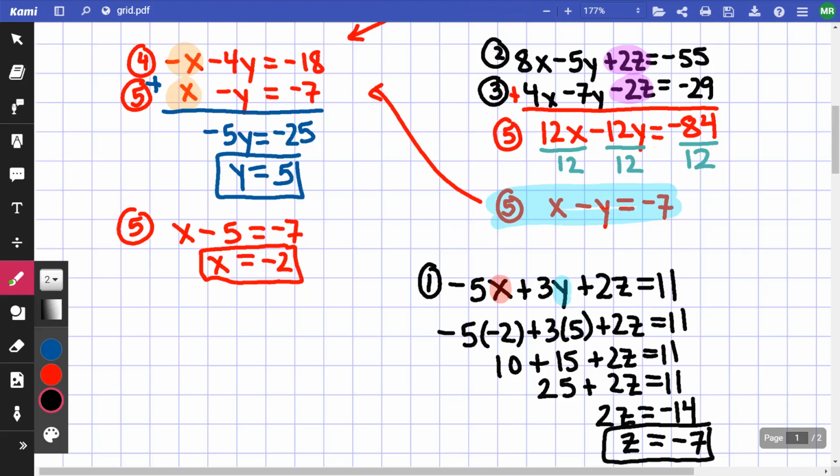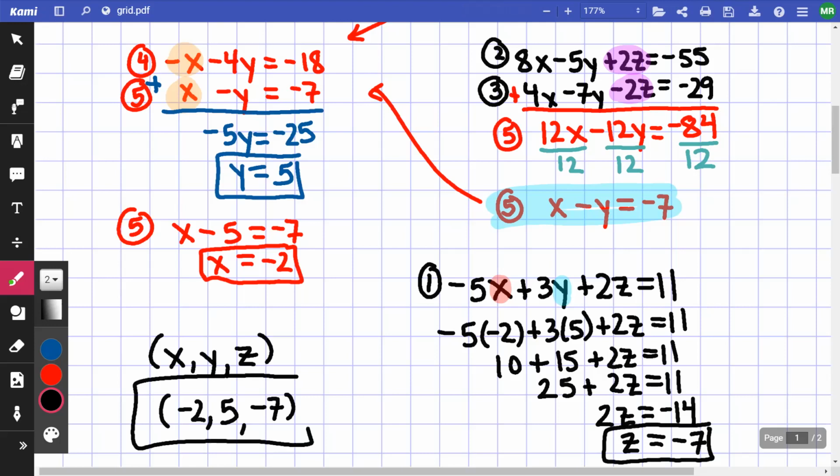So I found my x, my y, my z. Now, these are a point in 3 dimensions. We always list our coordinates x first, then y, then z. So my final answer is going to be negative 2, comma 5, comma negative 7. That is our answer.